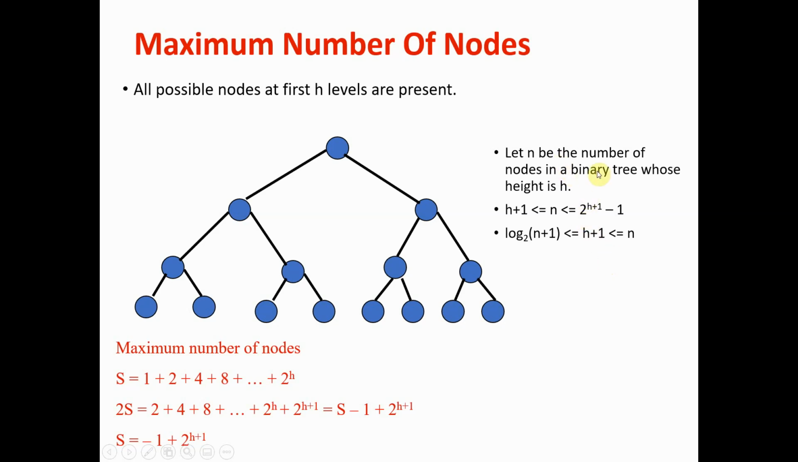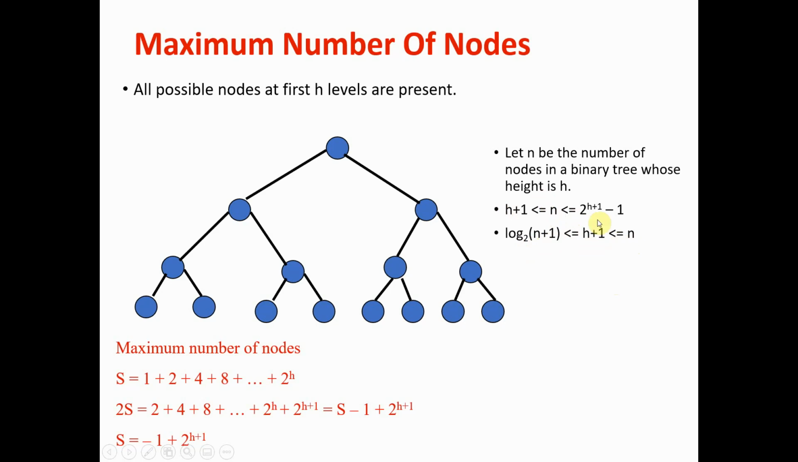So if you have n nodes in a binary tree with height h, n is between h plus 1 and 2 raised to the power h plus 1 minus 1. You can also say it the other way around: if you have n nodes, the height of the tree can be between n minus 1 and log base 2 of n plus 1 minus 1. So you can find the upper limit and the lower limit for the height or the number of nodes.